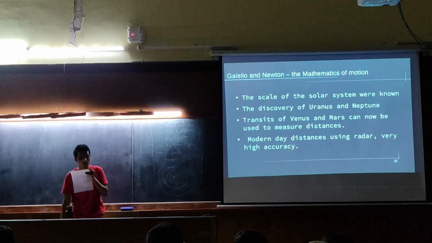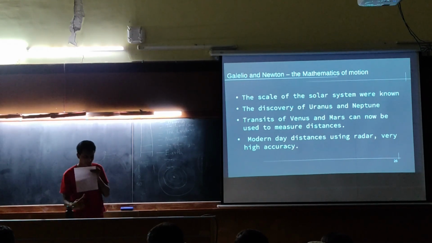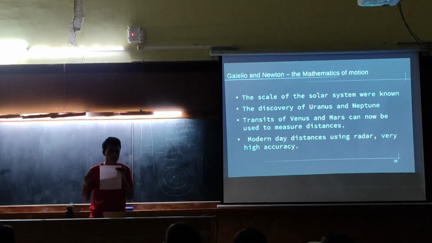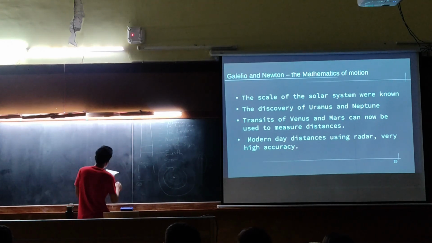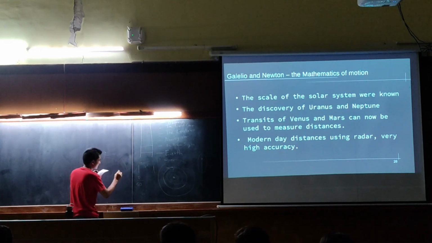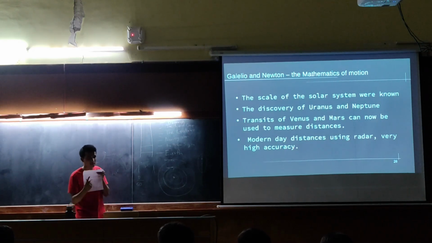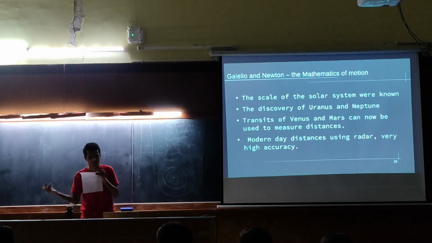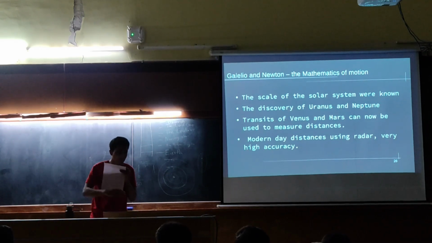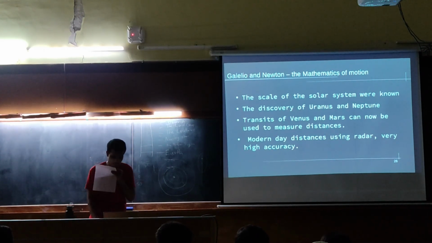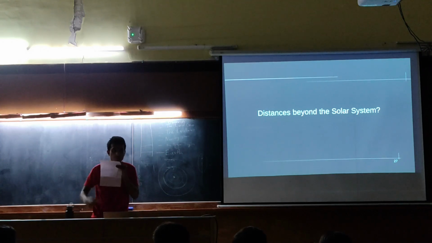So the distance to the sun was measured to an accuracy of a few kilometers. So we know it very precisely, and this will enable us to go to the larger scales that we talk about. So how do we measure distances?